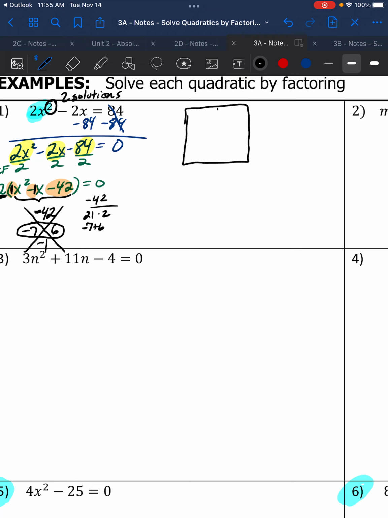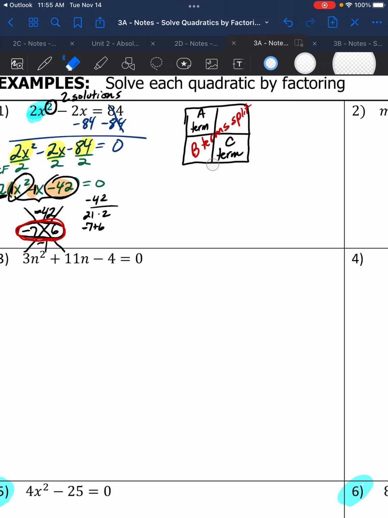We are going to now use the Punnett square. In the Punnett square, I'm going to write it and then erase it. In the top left is my a term always, so this will be x squared. Then in my bottom right is the c term, negative 42. The other 2 are going to be my b term split. We're going to split them up with the 2 numbers that we just came up with, negative 7 and 6.